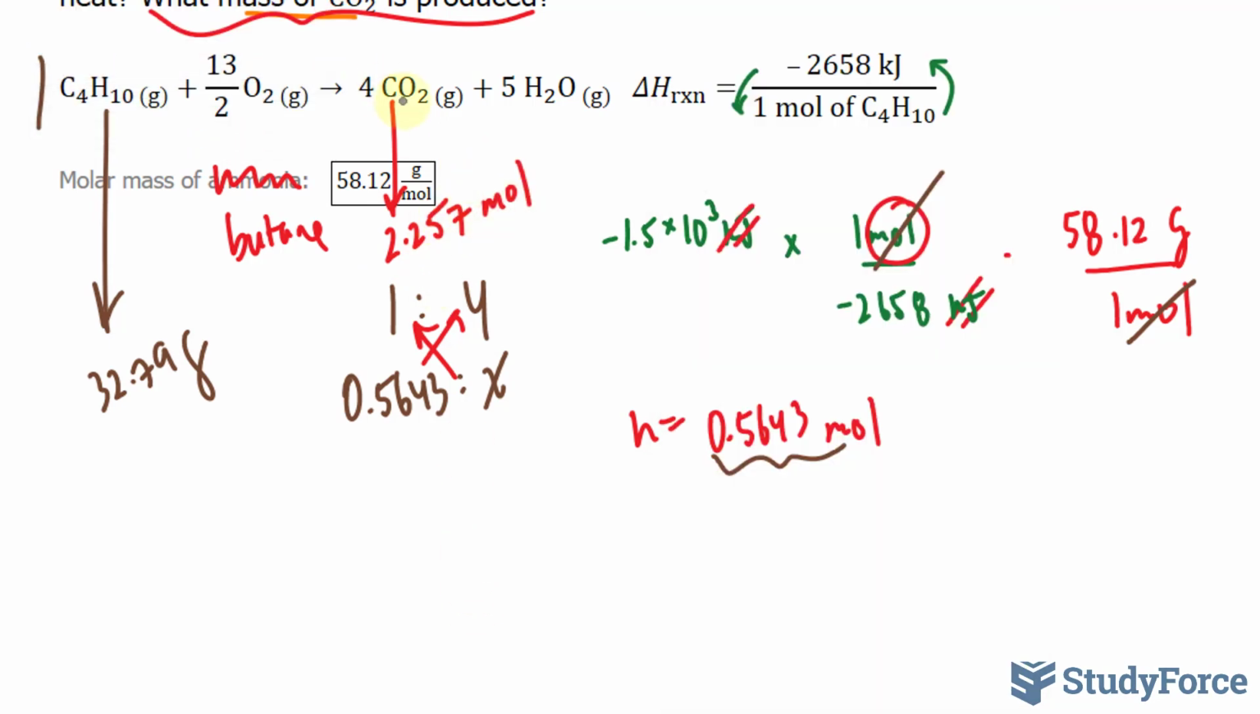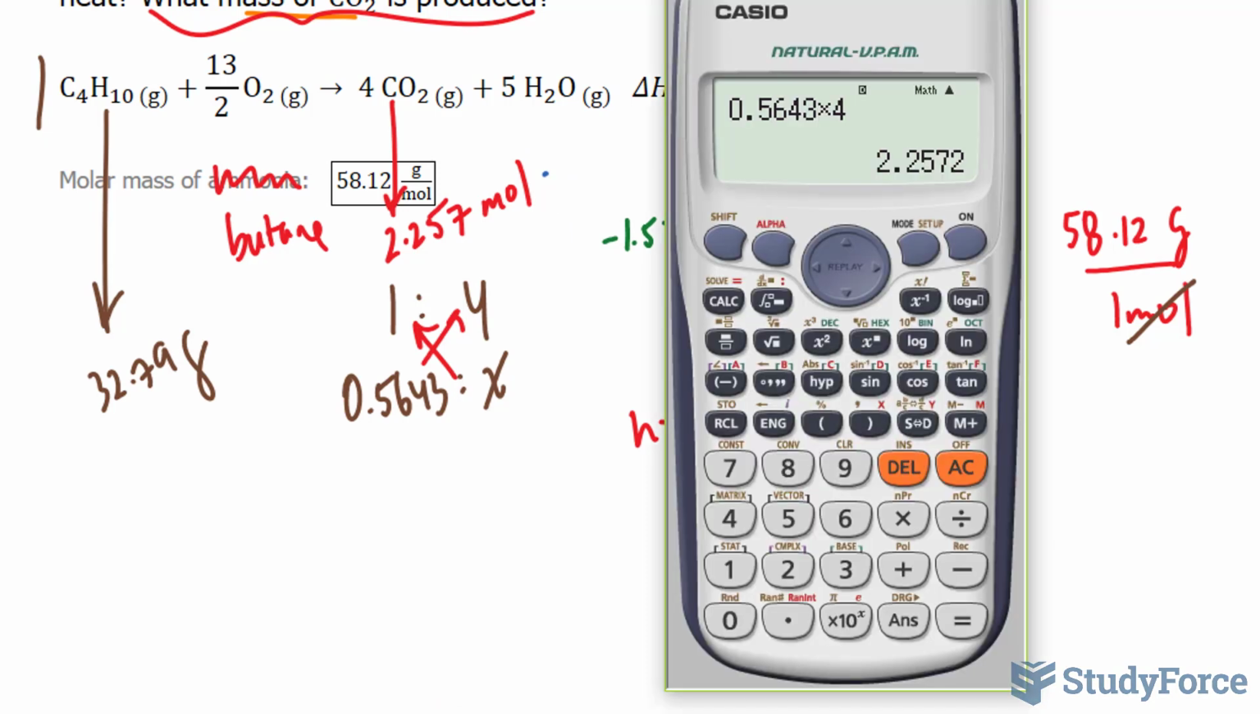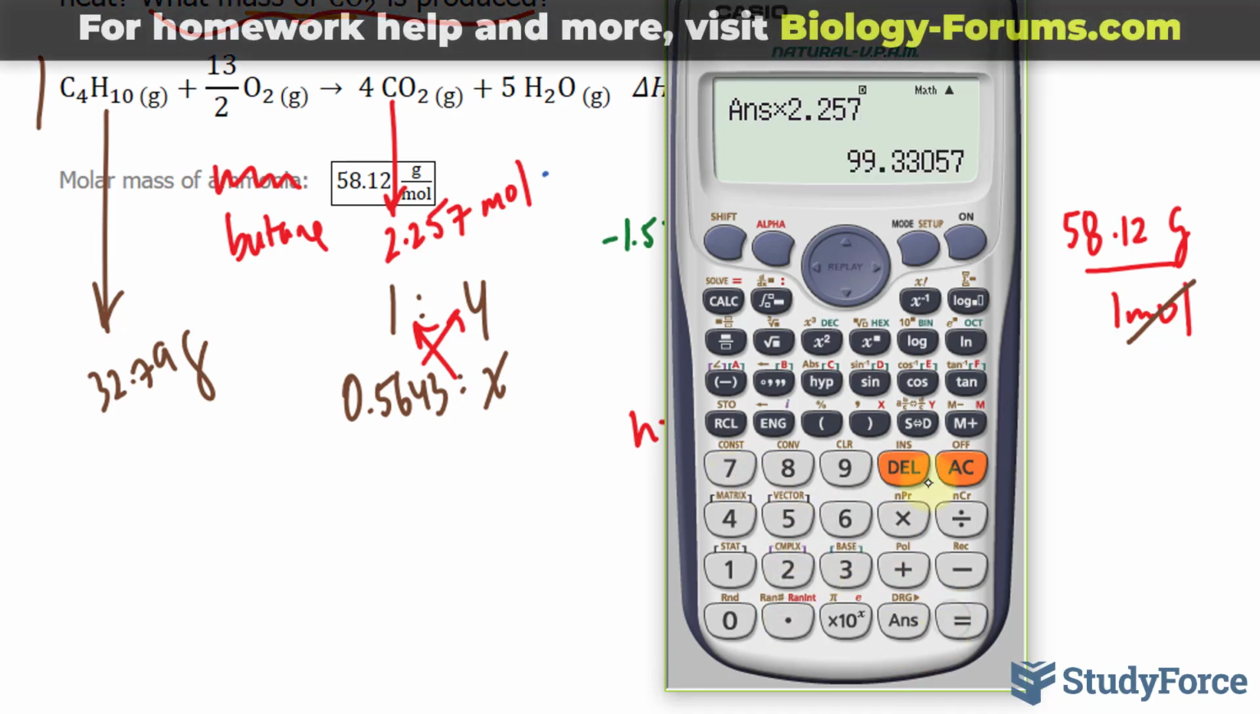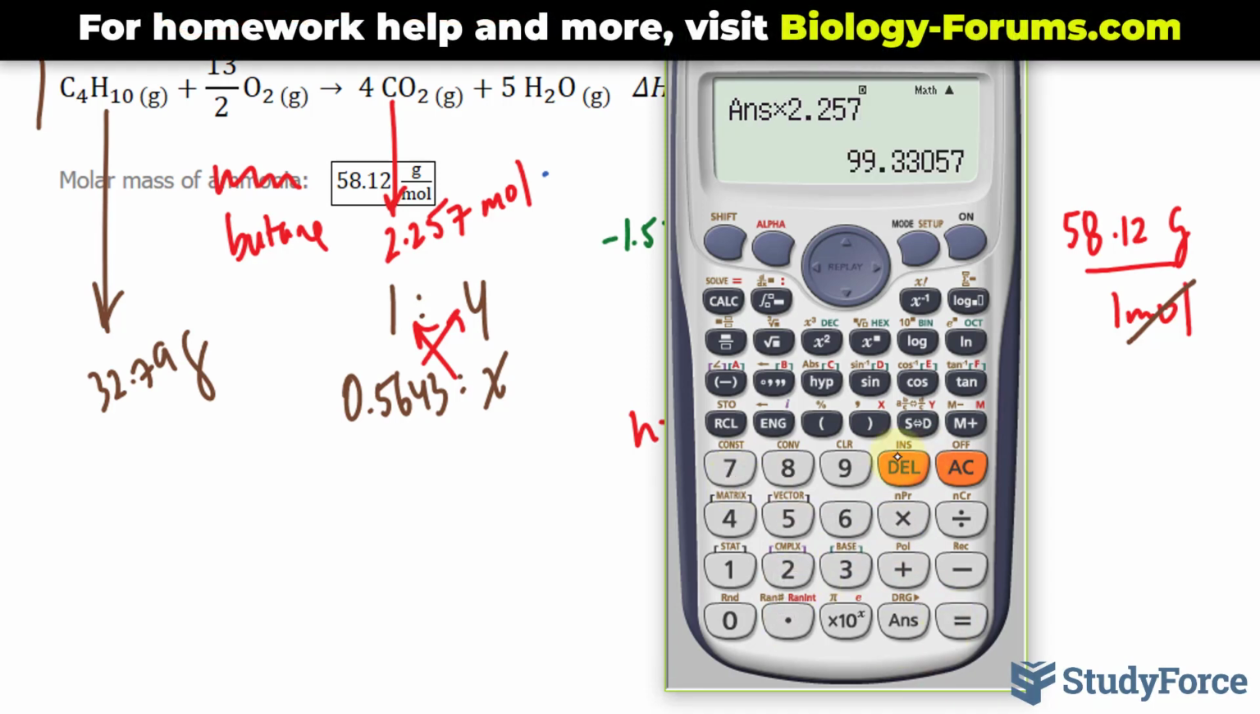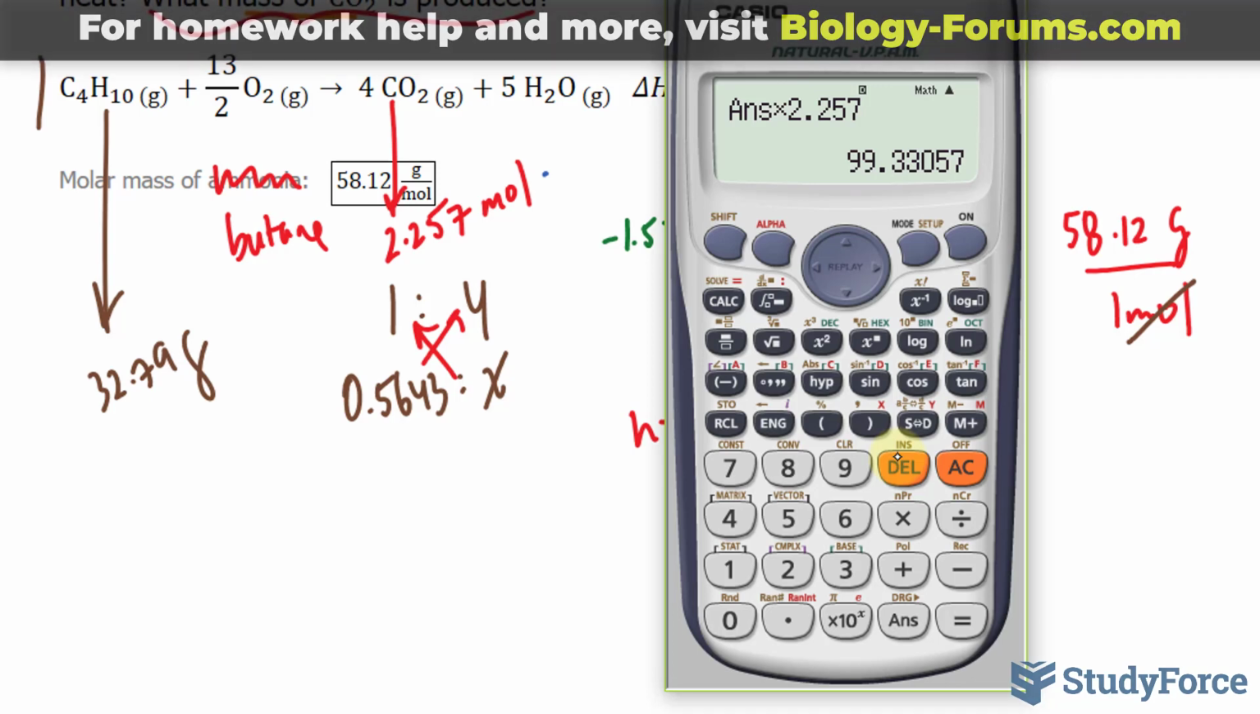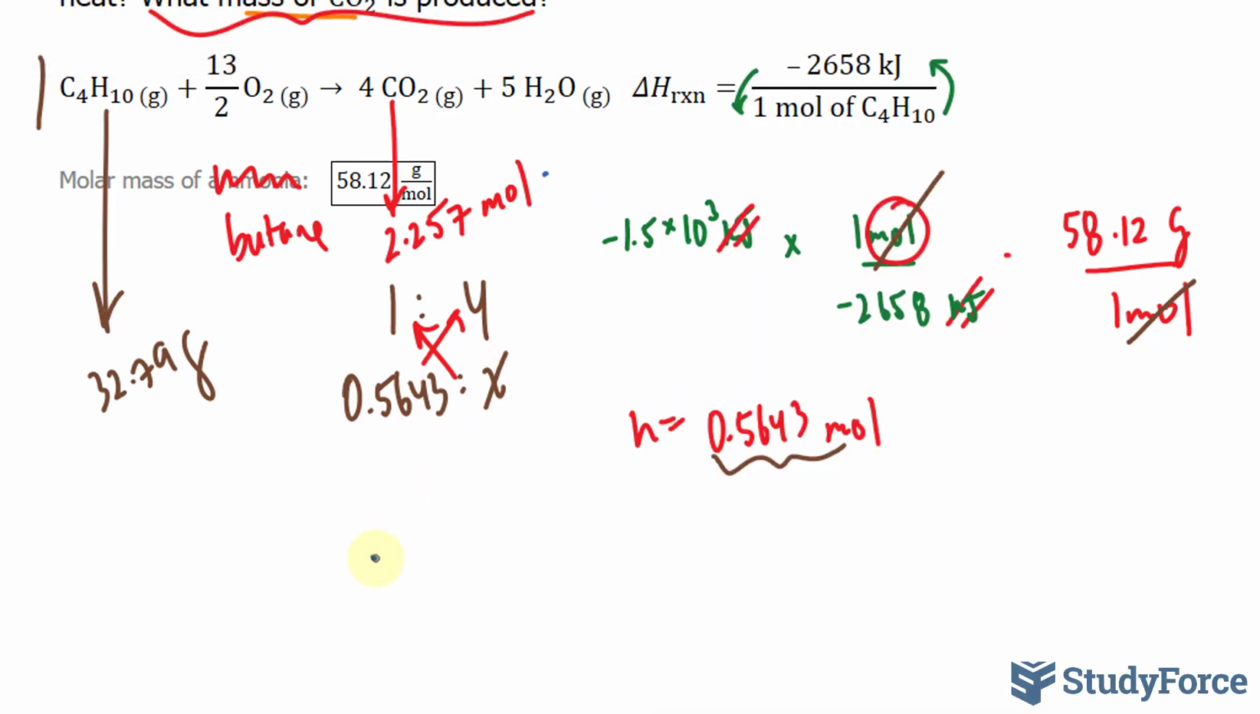All I do to find the mass of CO2 is take this number and multiply it by the molar mass of CO2. The molar mass of CO2 can be found by taking 12.01, the molar mass of one carbon atom, plus 16 times 2, 44.01. Multiply this by 2.257. That gives me 99.3 grams of carbon dioxide produced. Mass of CO2 is 99.3 grams.